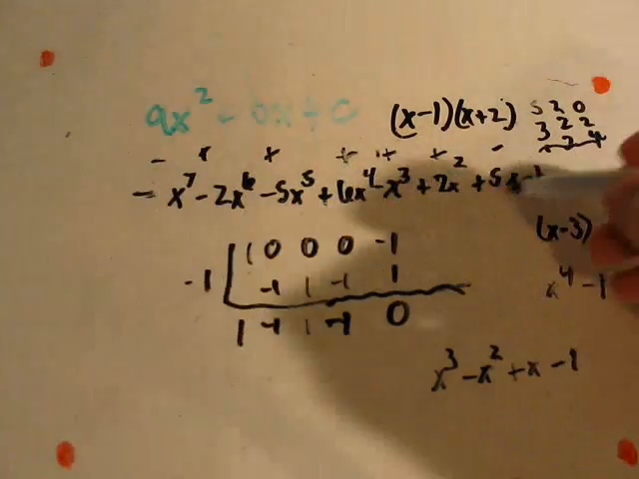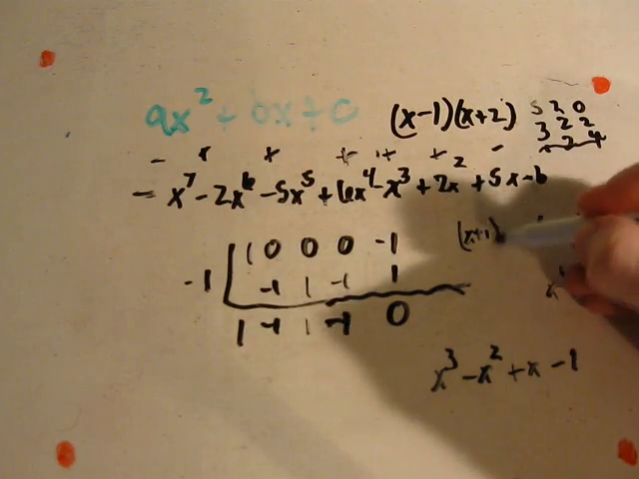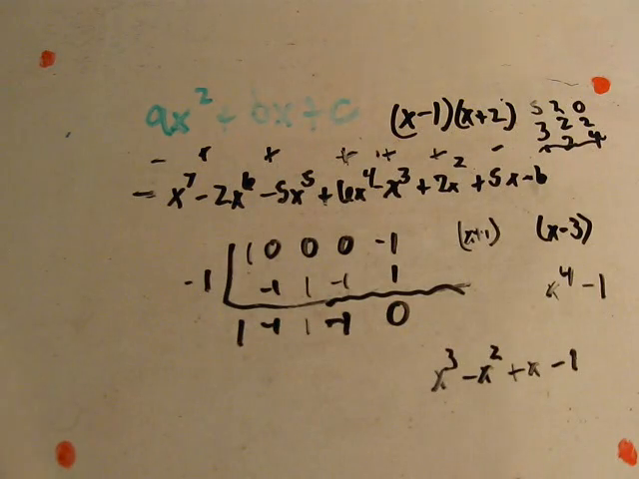Okay, so x plus 1 is also a factor. X minus 1 is a root. So we've got two negative roots here.